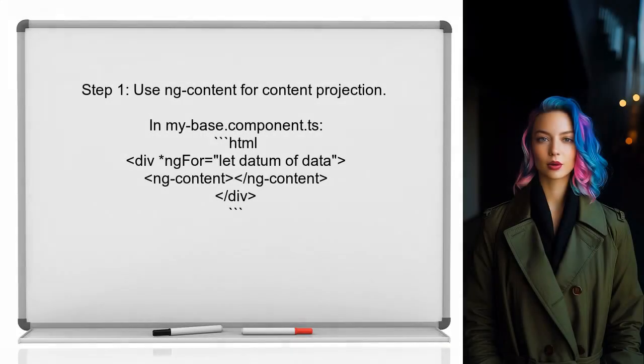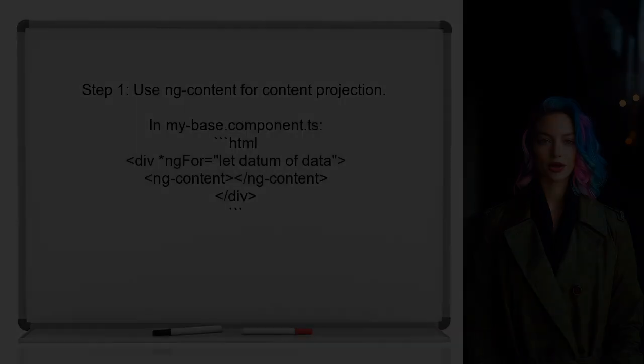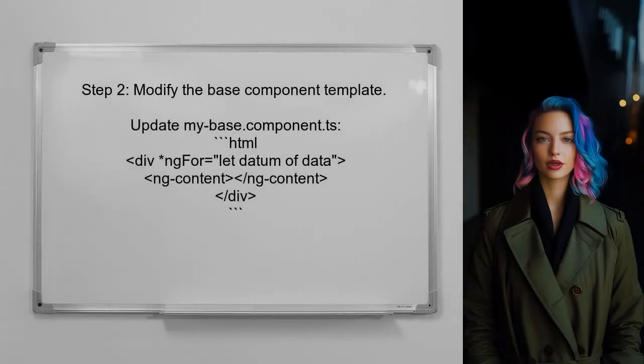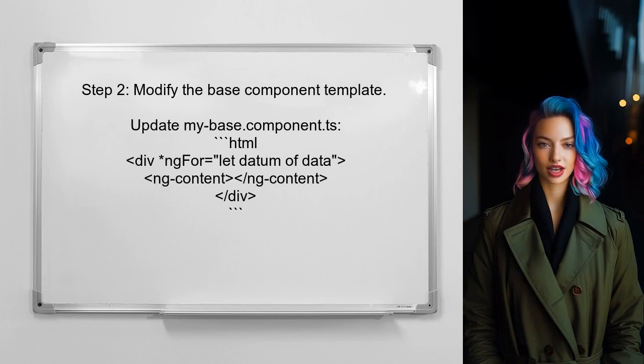To allow the user to specify which display component to use, we can utilize Angular's content projection feature. This involves using the ng-content directive in the base component. Next, the user should modify the base component's template to include the ng-content directive. This will allow the display components to be projected into the base component.